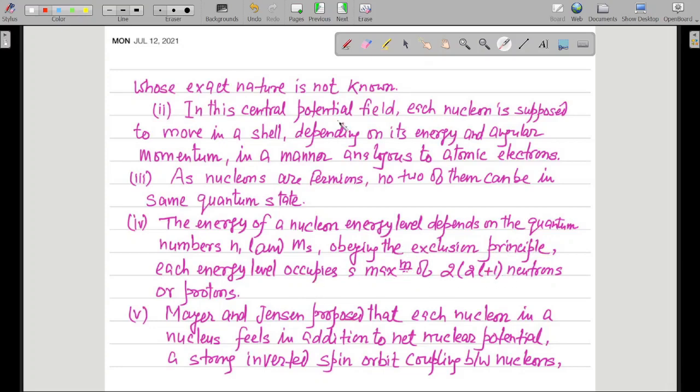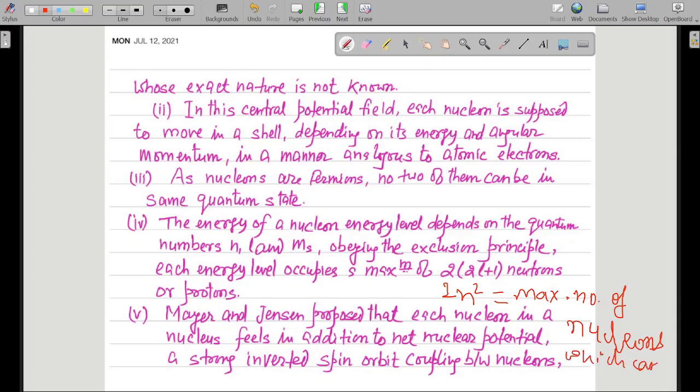So in the case of electrons, what did we have? The formula for the maximum number of electrons which can be filled in a particular shell is 2n square. That is the maximum number which can be filled.